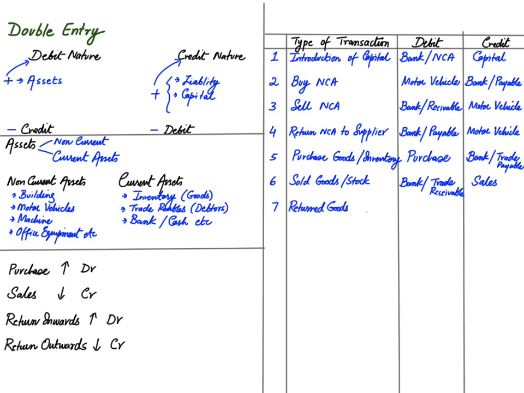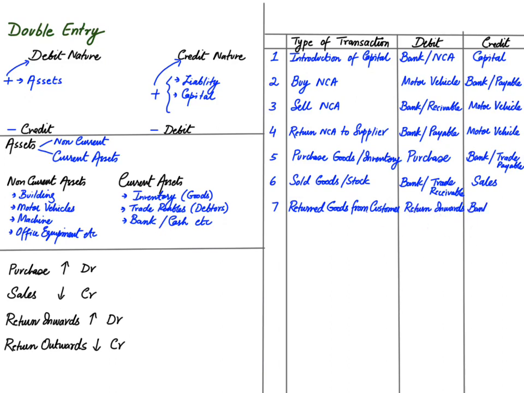Then the next transaction is return goods from customer. Maybe the customer has returned goods to us because they are faulty, because he doesn't need them, or because the goods are damaged. So if the goods are coming into the business, we'll be debiting the return inward account, because it is an asset that is coming into our business, the damaged goods. Return inward is also known as sales return. Sales return or return inward will be debited.